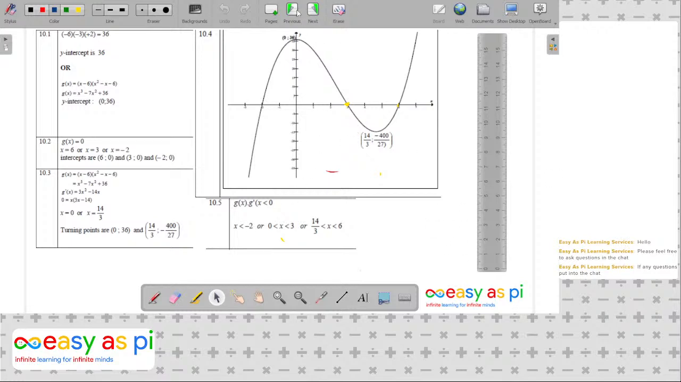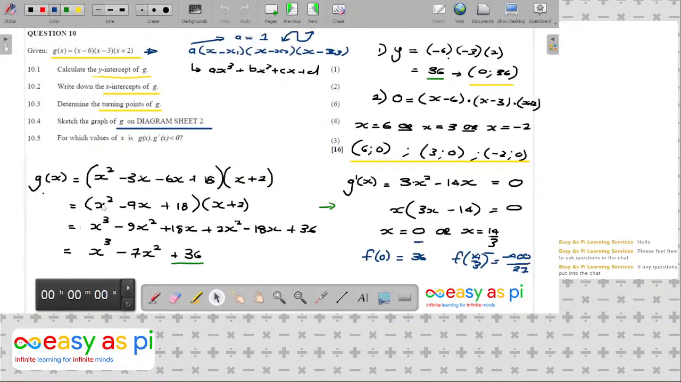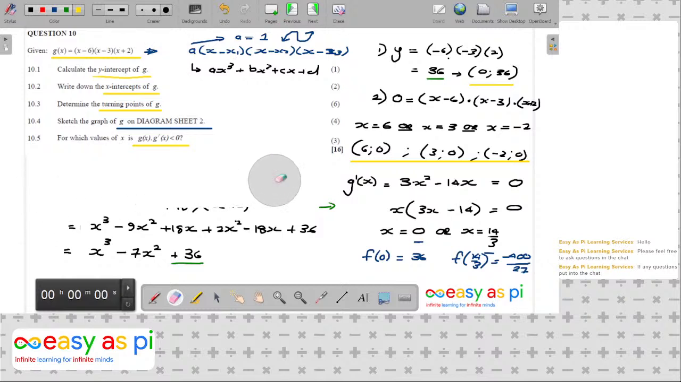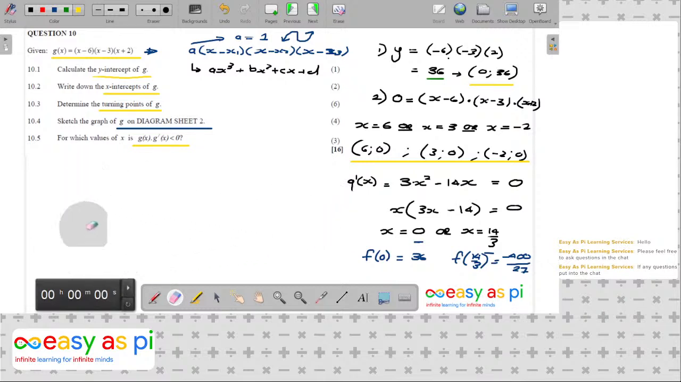And then the last question is probably the most interesting question, and for that, I'm going to take you through it. In the last question, they ask, for which values of x is g of x multiplied by its first derivative less than 0? So I'm going to create a little bit of space here. Let's remove this because we don't need it anymore, and write this down. They want where g of x multiplied by g dashed of x is less than 0.